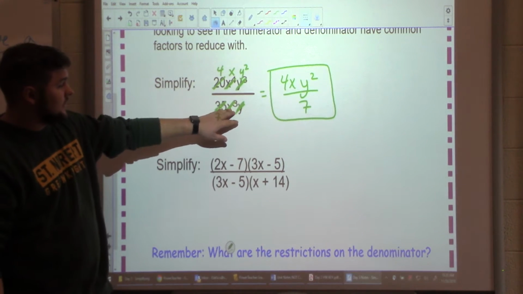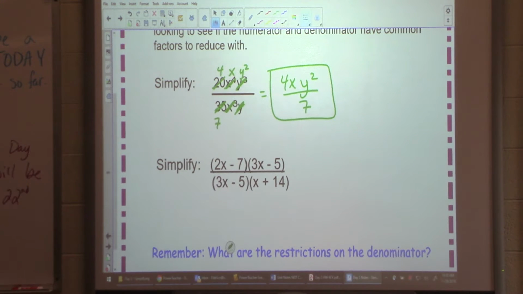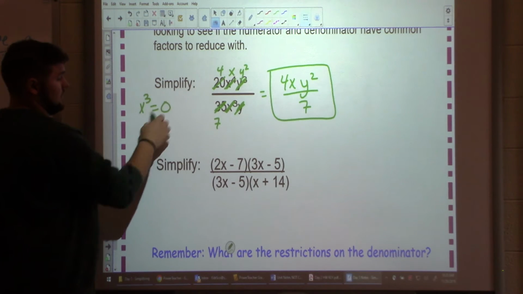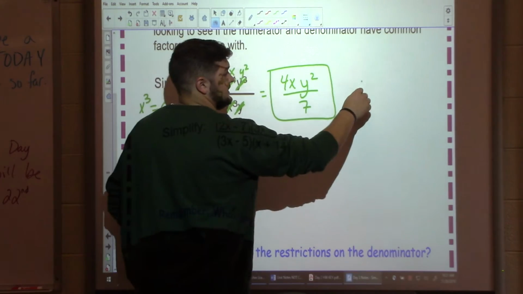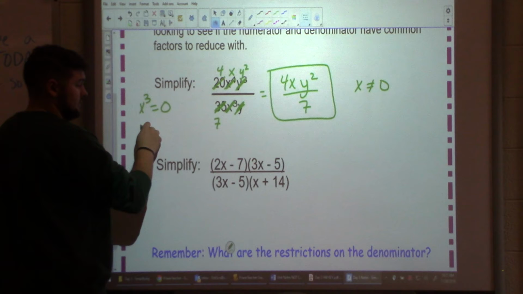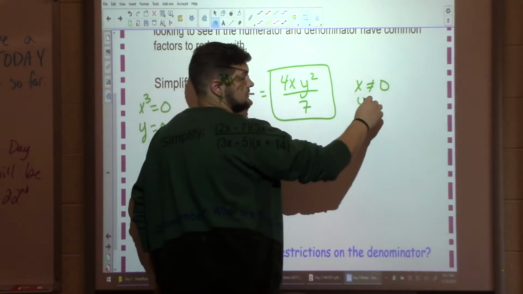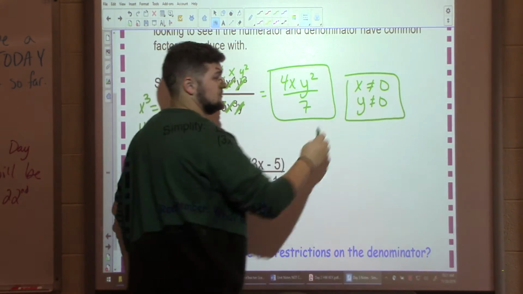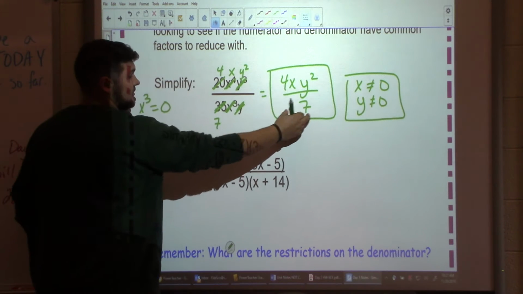X cubed. I don't want that to equal 0 because 0 times anything will be 0, right? Well, what would make x cubed equal 0? If x was 0. So my restriction for that then is x cannot equal 0. Same thing for the y. What would make y equal 0? If y was 0. So that's another restriction. Y cannot equal 0. Those are my two restrictions for the problem. So not only do you need to look at where you end up, but where you begin.